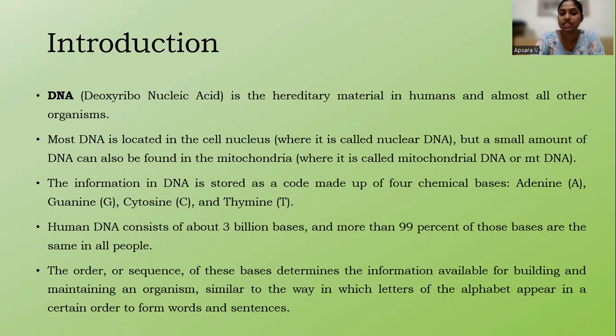The information in DNA is stored as a code made up of four chemical bases or nucleobases, namely ATGC, that is adenine, guanine, cytosine, and thymine. Human DNA consists of about 3 billion bases, and more than 99% of those bases are the same in almost all people. The order or sequence of these bases determines the information available for building and maintaining an organism, similar to the way in which letters of the alphabet appear in a certain order to form words and sentences.